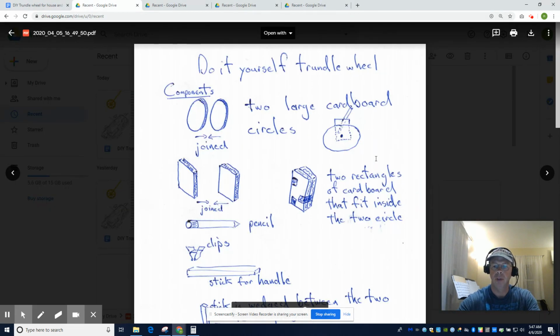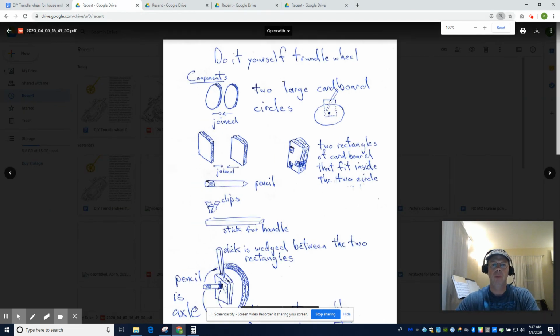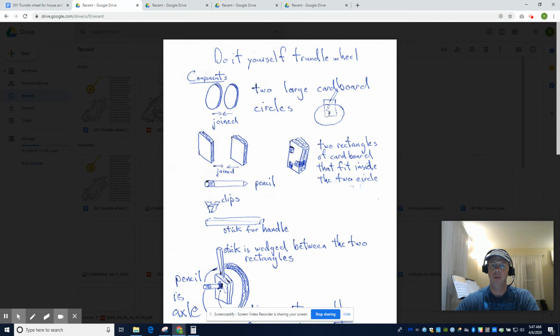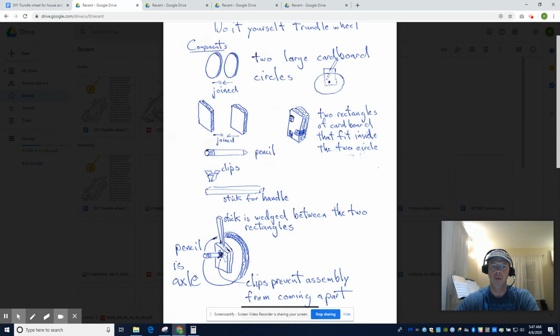We're just going to chop up some cardboard, make two circles, chop up some cardboard, make two rectangles. We're going to attach the rectangles to the wheel with an axle, that is a pencil, and then you put two clips on either side, and you've got yourself a trundle wheel. All right, so hopefully you've built this thing.